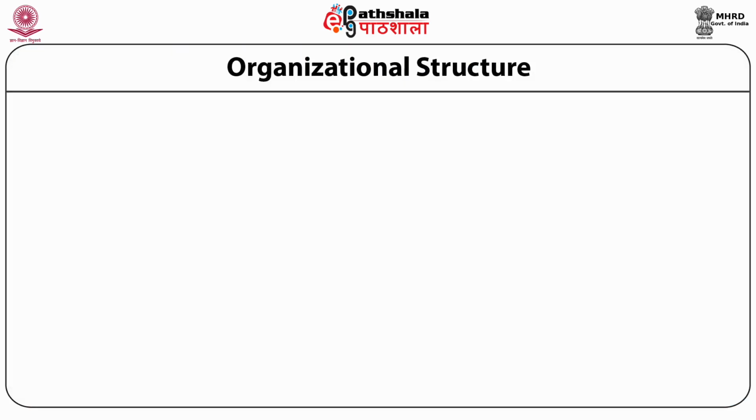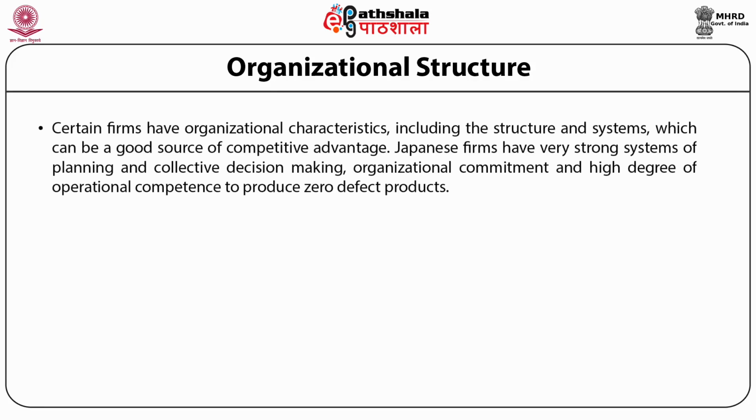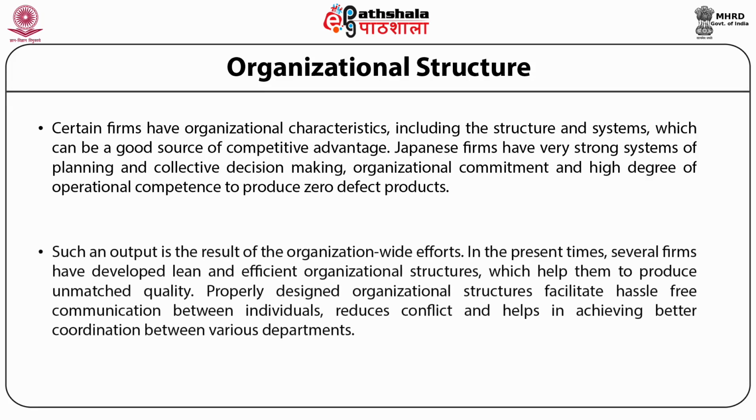Organizational structure. Certain firms have organizational characteristics, including the structure and systems, which can be a good source of competitive advantage. Japanese firms have very strong systems of planning and collective decision making, organizational commitment, and a high degree of operational competence to produce zero defect products. Such an output is a result of organization-wide efforts. In the present time, several firms have developed lean and efficient organizational structures, which help them to produce unmatched quality.